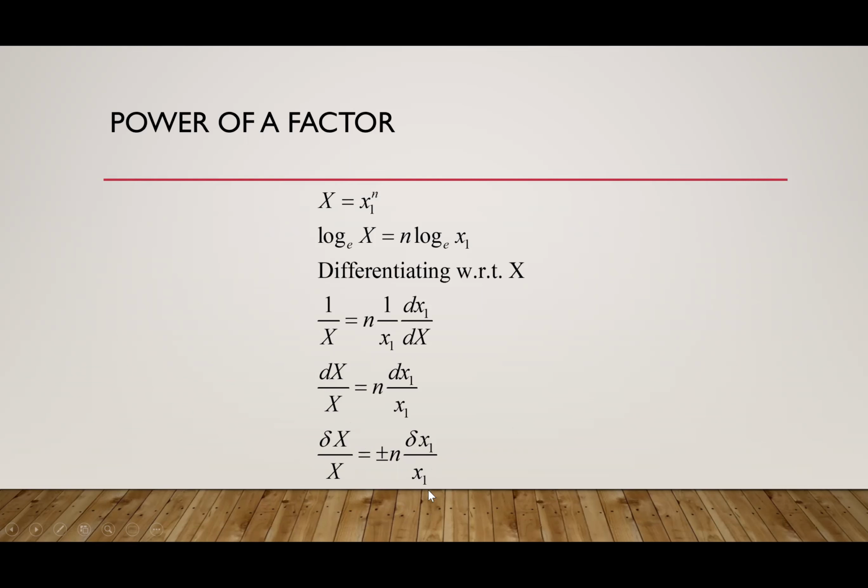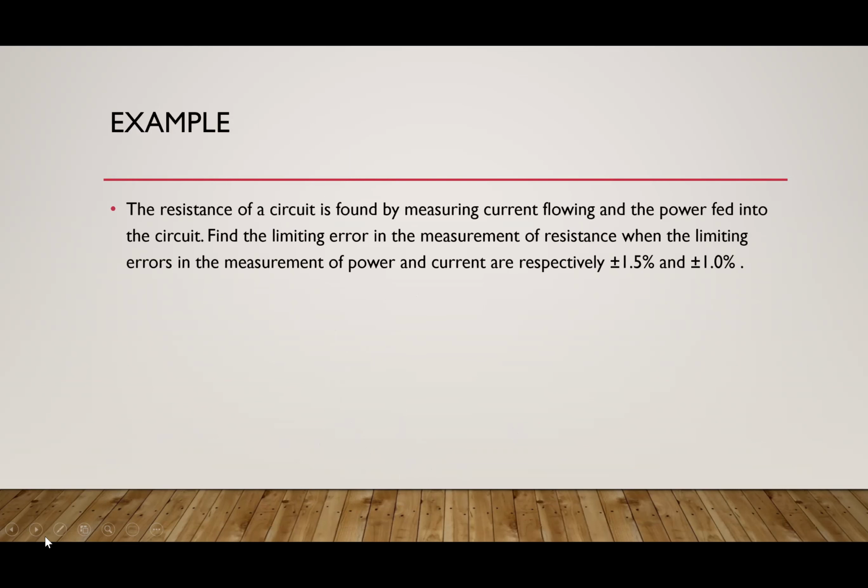Okay, so these formulas, now let us see, for example, if you have this kind of a question that the resistance of a circuit is found by measuring the current flowing and the power fed into the circuit. The limiting error in the measurement of resistance when the limiting errors of the measurement of power and current are respectively plus minus 1.5% and plus minus 1%. Now this is one practice problem that we are all going to solve. You are going to solve it and see how you can actually apply the method.